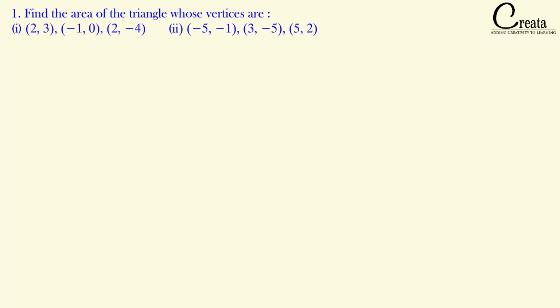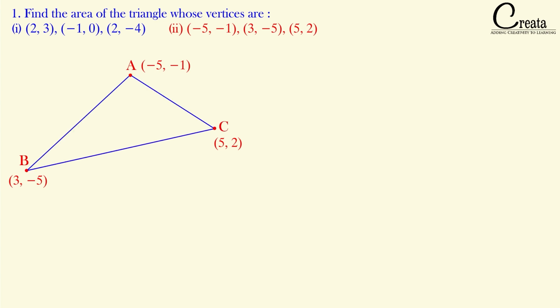Let's move to part 2 of the question number 1. This part is also same. The 3 coordinates are given. Let's take the 3 points. These 3 points are given. Let's give the name to the 3 points as A, B and C. By joining the 3 points, we are getting a triangle. This is a triangle whose area we have to find.